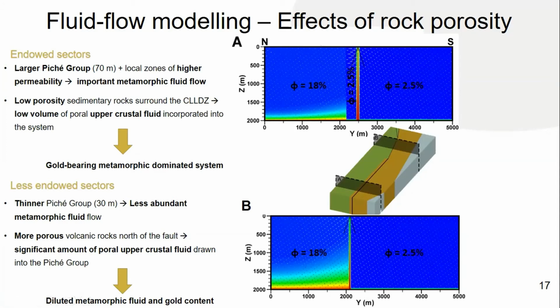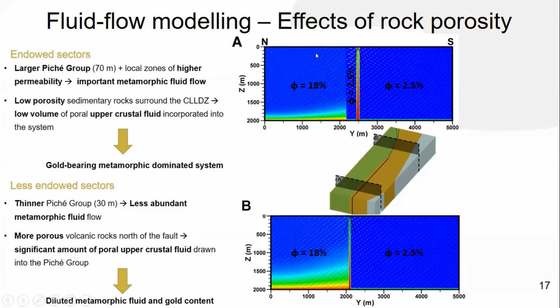So what's going on in the endowed sector is that we have a larger Pichet group, which is modeled at 70 meters wide. And the local zones of higher permeability altogether allow an important metamorphic fluid flow in general. And the low porosity of the sedimentary rocks that surround the Cadillac break leads to a low volume of pore upper crustal fluid that's incorporated into the system. So overall, we still have a gold-bearing metamorphic dominated system in these areas.